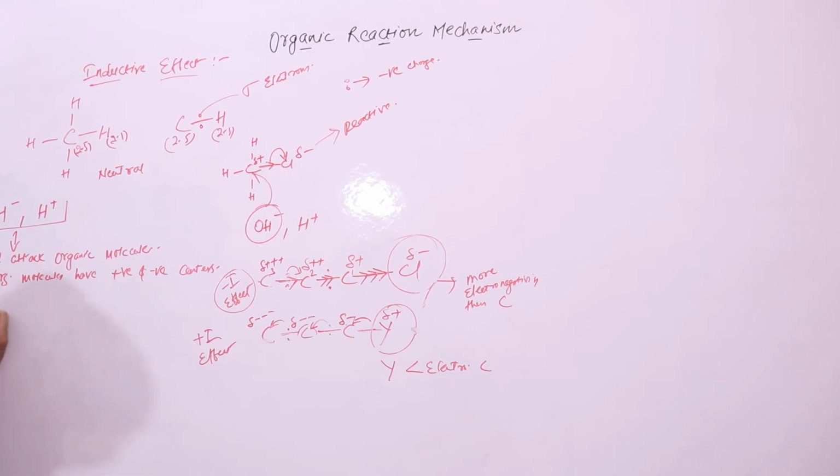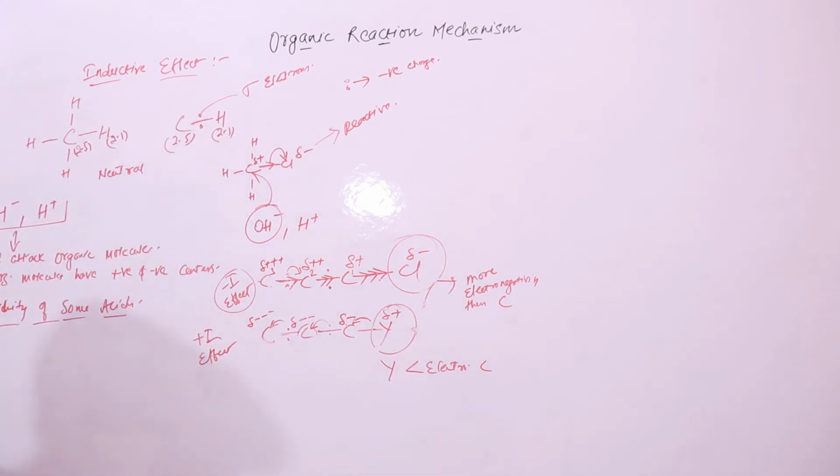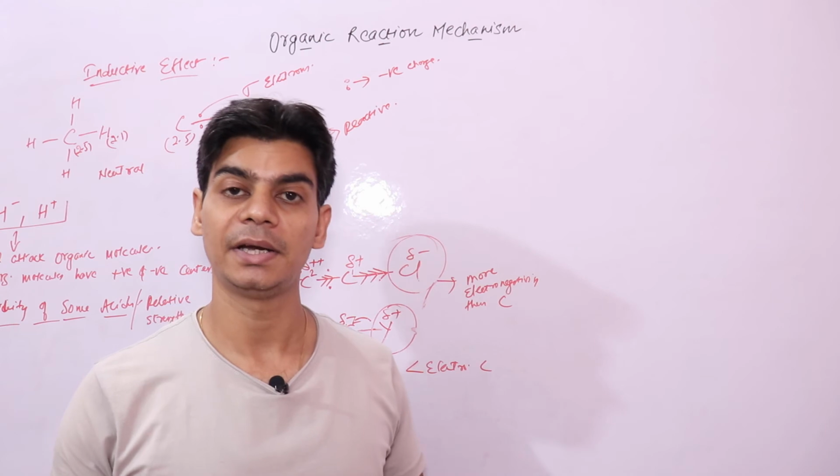Due to inductive effect, let's look into the acidity of some acids, like chloroacetic acid. If we talk about the acidity of acetic acid and chloroacetic acid, let's check that. Relative strength of acids, or the acidity of some acids. How inductive effect will help us to understand the relative strength of acids.